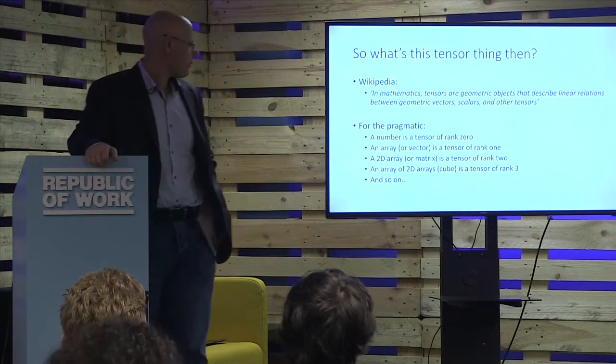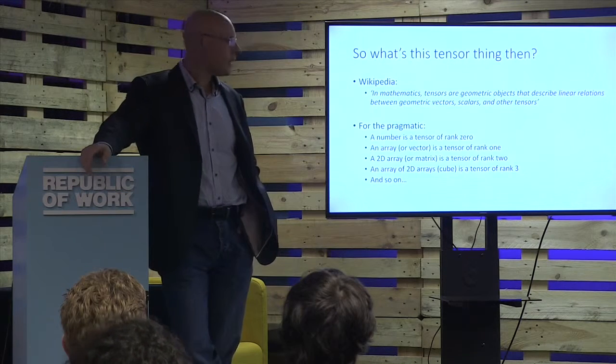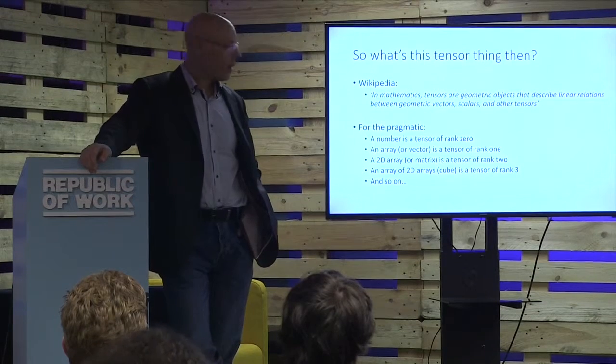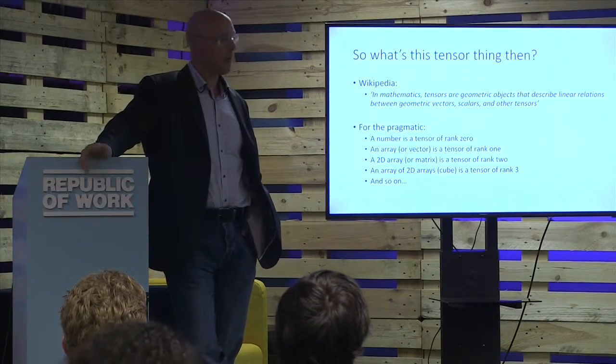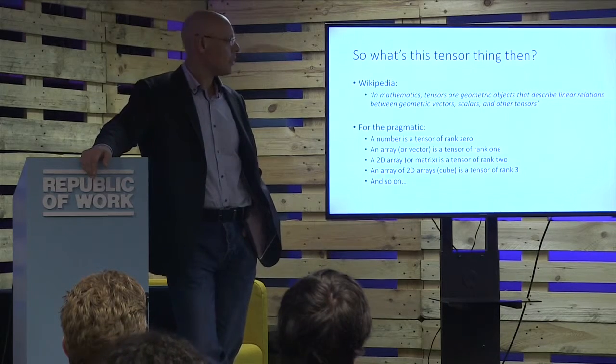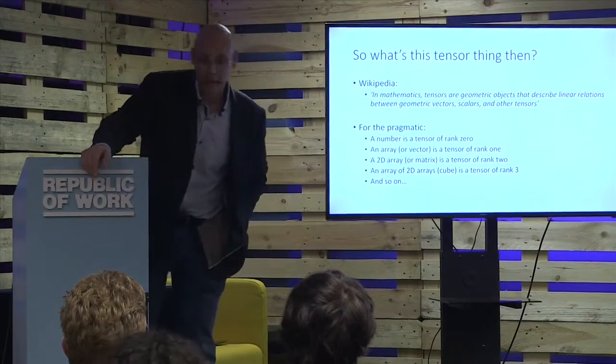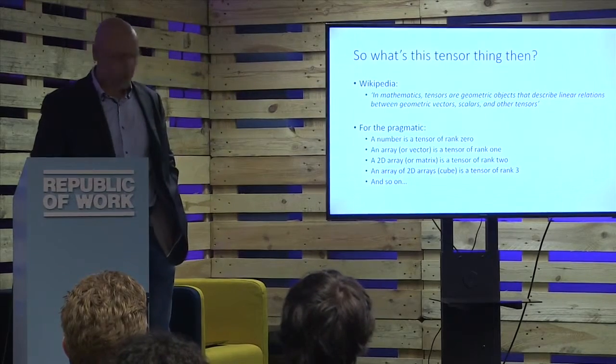A more pragmatic way to think about them is that a number, just a single number, or a scalar, is a tensor of rank 0. An array is a tensor of rank 1. A 2D array, or matrix, as most people will be familiar with, is a tensor of rank 2, and so on, up to n dimensions, I guess. So that's just a handy way of thinking about it.